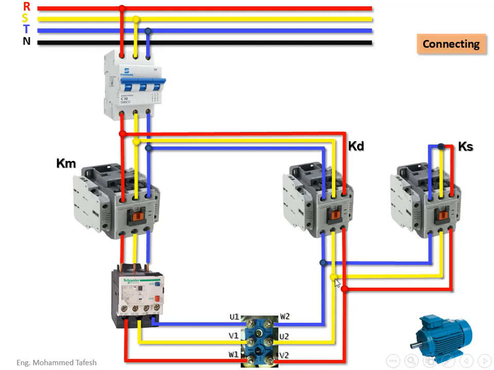So this is how the power circuit will be, and it will consist of 3 contactors: 1 main contactor, and the other 2 for star connection and delta connection. In the event that only the star contactor is running, it will look like this.